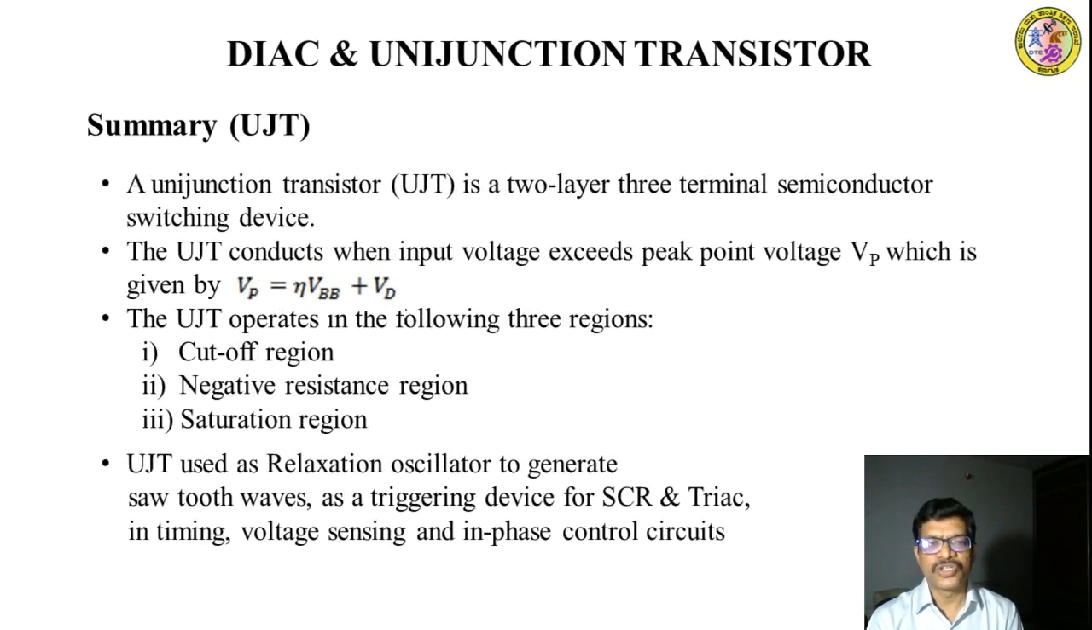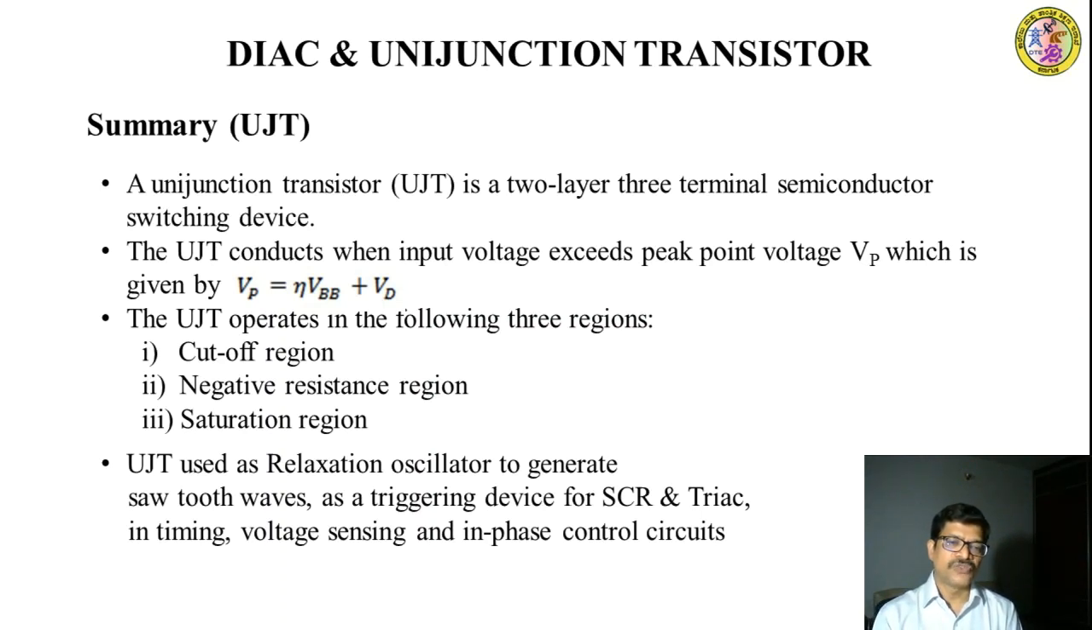Summary of UJT. A unijunction transistor, that is UJT, is a two-layer, three-terminal semiconductor switching device. The UJT conducts when input voltage exceeds peak point voltage VP, which is given by VP is equal to eta into VBB plus VD.